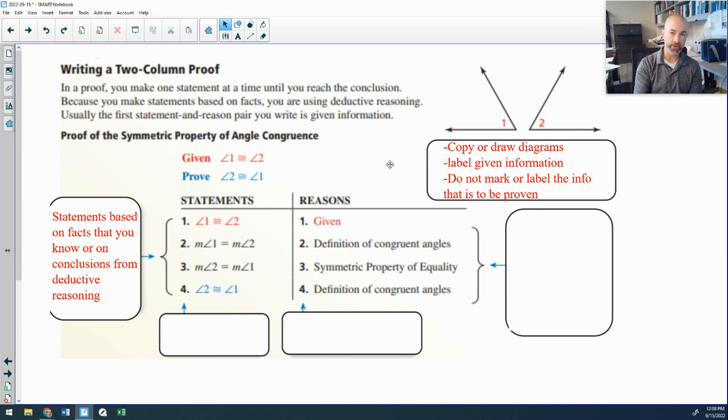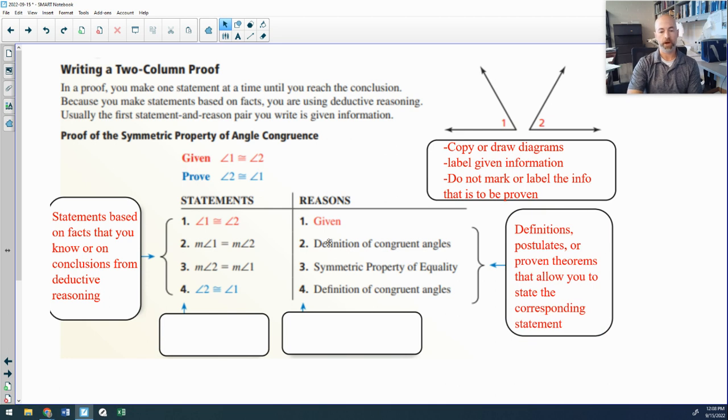The one thing you cannot do is, in a proof, use the information that they're asking us to prove. In this case, the example, you cannot use the fact that angle 2 is congruent to angle 1. So whatever the prove statement is, whatever your objective is, you cannot use that in the proof itself. That's your final step. On the right side, you will list whatever logic or reasoning you used to make the statements on the left side.